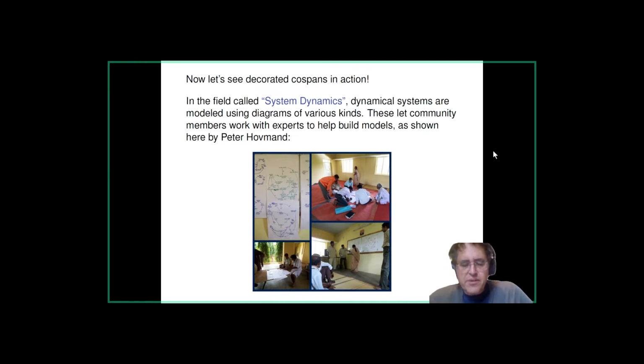One really fascinating thing about this is that because people can understand diagrams who can't necessarily understand differential equations because they don't know calculus or anything, you can engage communities in modeling the problems that the communities face and get their involvement with the help of a trained expert, but where the community members don't need to know any math at all. So this picture here from Peter Hovmand is a nice example.